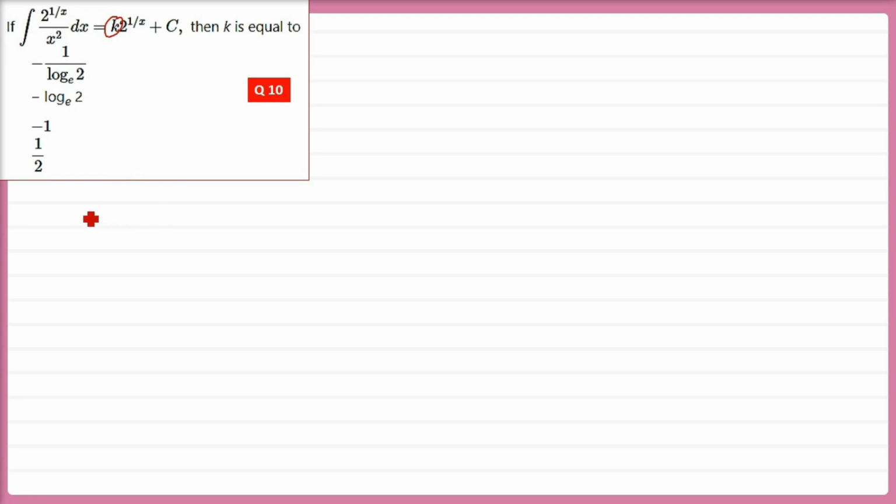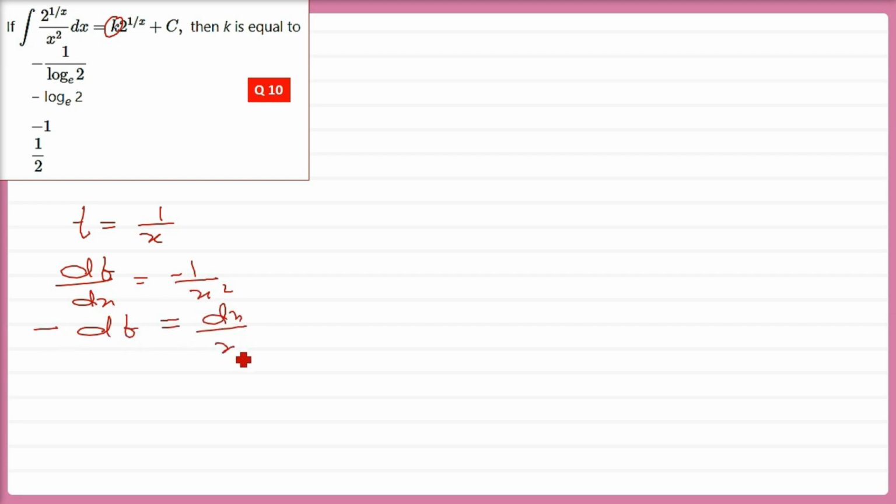So 1 by x can give you 1 by x square after differentiation. So when you put t equals to 1 by x and you differentiate it, dt by dx will be equal to negative 1 by x square. That means, if you bring the negative to the left, negative dt will be dx by x square. So this dx by x square we got just now after putting t equals to 1 by x.